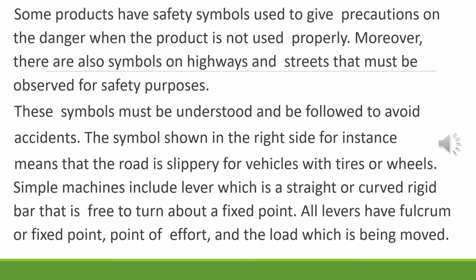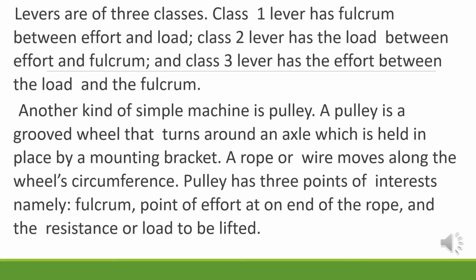For vehicles with tires or wheels, simple machines include lever, which is a straight or curved rigid bar that is free to turn about a fixed point. All levers have fulcrum or fixed point, point of effort, and the load which is being moved. Levers are of three classes. Class 1 lever has fulcrum between effort and load. Class 2 lever has the load between effort and fulcrum. And Class 3 lever has the effort between the load and the fulcrum.